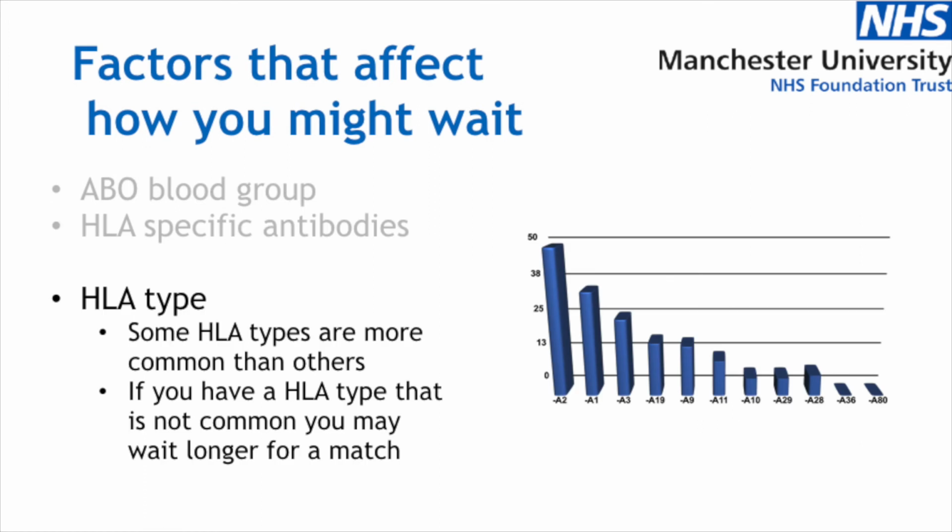And the last one is, as I said, everybody has their own unique barcode, their own tissue type, and there are millions of different tissue types in the world. And some are more common than others, in the same way that some blood groups are more common than others. So here, just to show, HLA-A2 is a very common HLA type and found in almost 50% of the population, whereas some of these down at the bottom, A36 and A80, are very rare and not seen very often. So if you've got a rare tissue type, it might be difficult to find someone with a similar barcode to yourself, and you may wait longer for a kidney transplant.